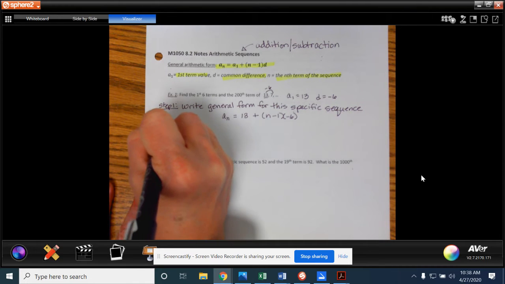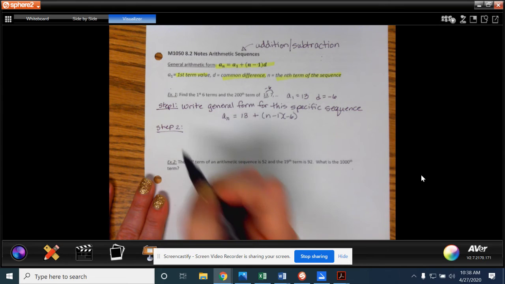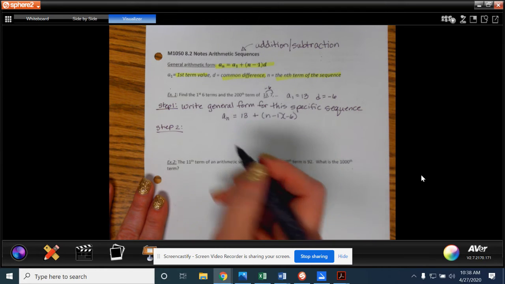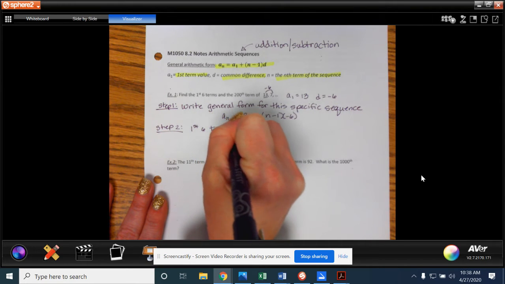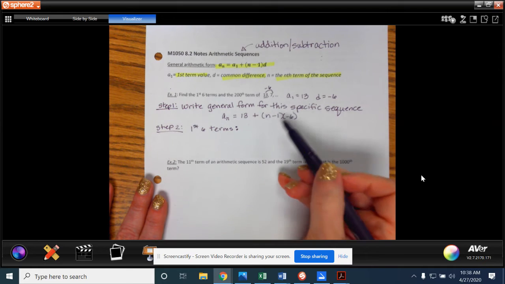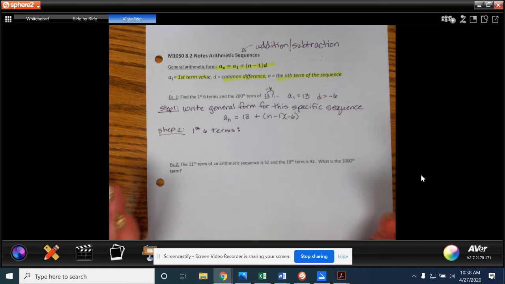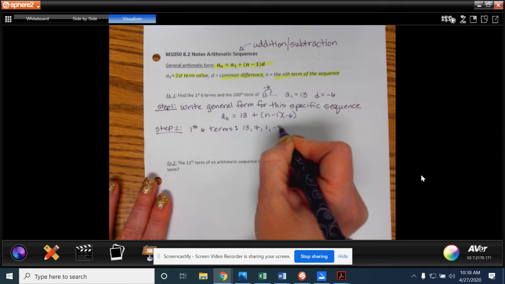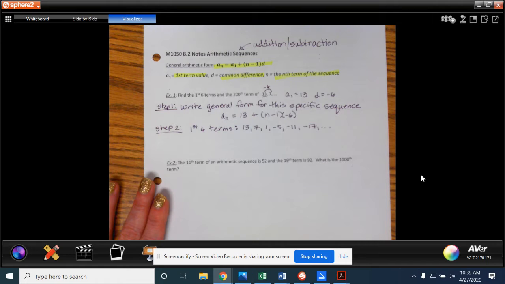Then we have step 2. Let me try to slant this a little bit so you can see what I write. Step 2, we wanted the first 6 terms. The first 6 terms are really easy to find. You could plug it into here, or you can just start and take 6 off of each one. They come out as 13, 7, 1, -5, -11, and -17, and it keeps going, but those are the first 6.